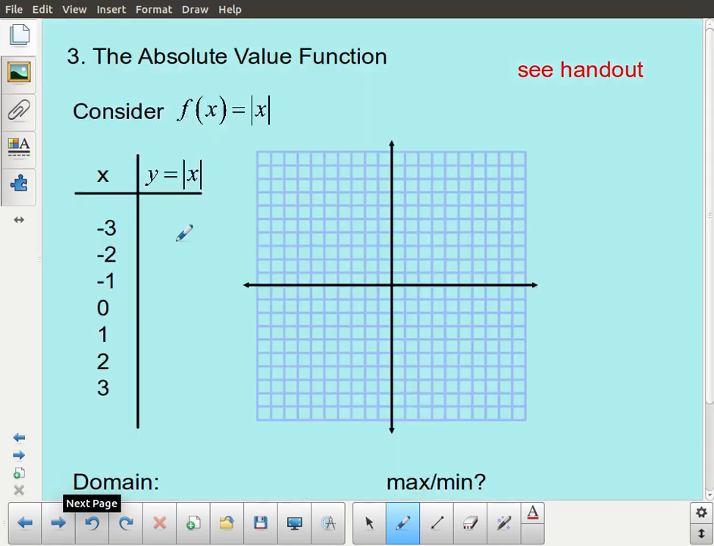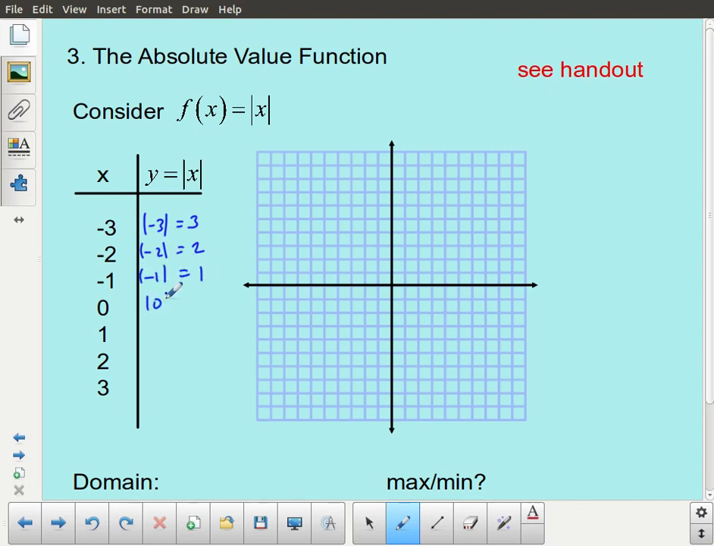Okay, now let's wrap up our graphs, at least, with looking at the absolute value function. So the absolute value function basically just gets rid of negatives. That's what its job is. So if you give it a negative value, it gives you a positive value. If you give it a positive value, it just leaves it alone. So in this case, the absolute value of negative 3 just turns into positive 3. The absolute value of negative 2 turns into 2. The absolute value of negative 1 turns into 1.